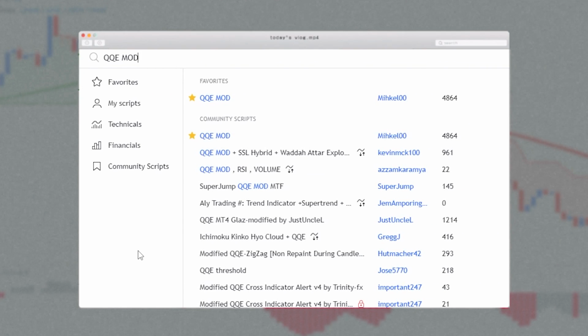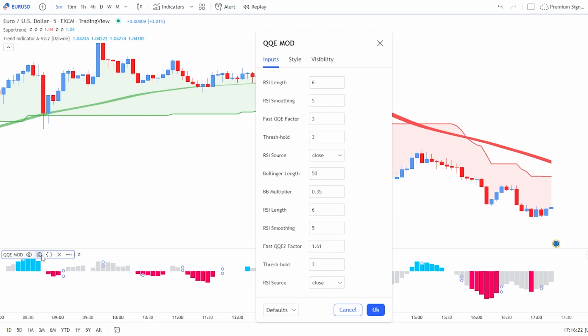The last indicator required to be added to this chart is called QQE MOD, and for this indicator we will not be changing any settings at all.